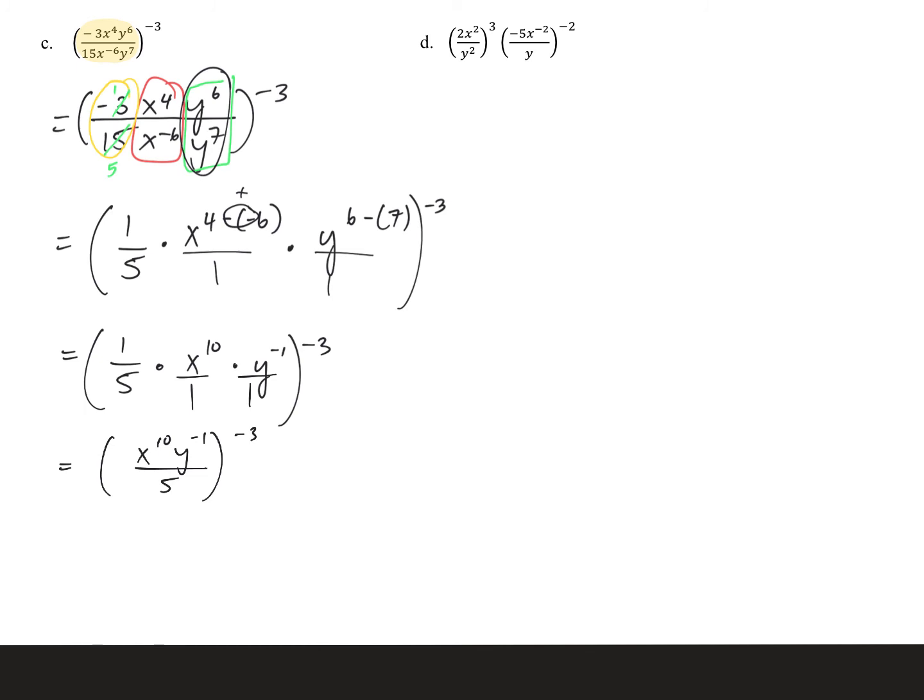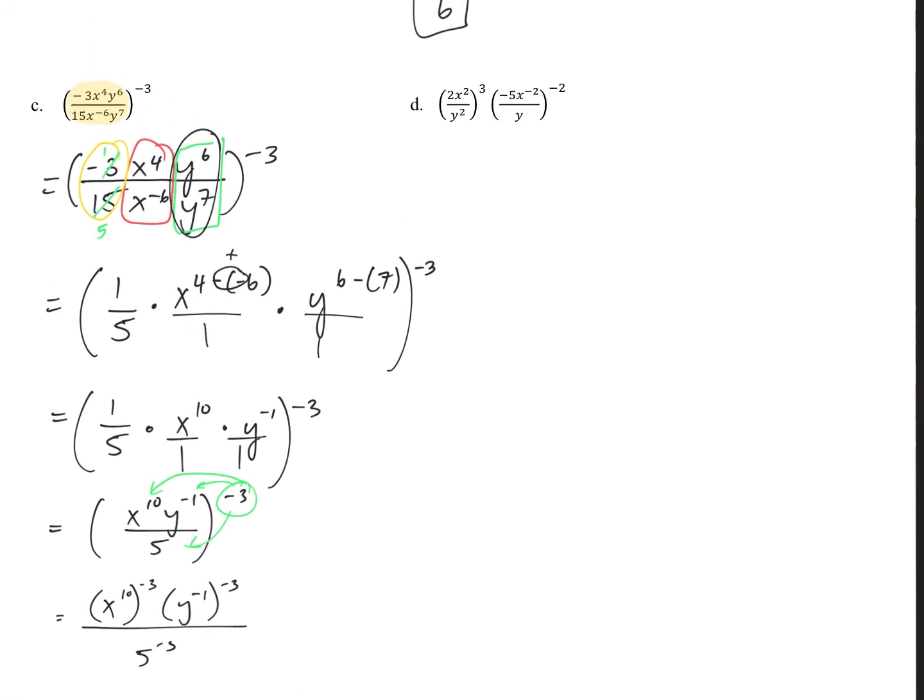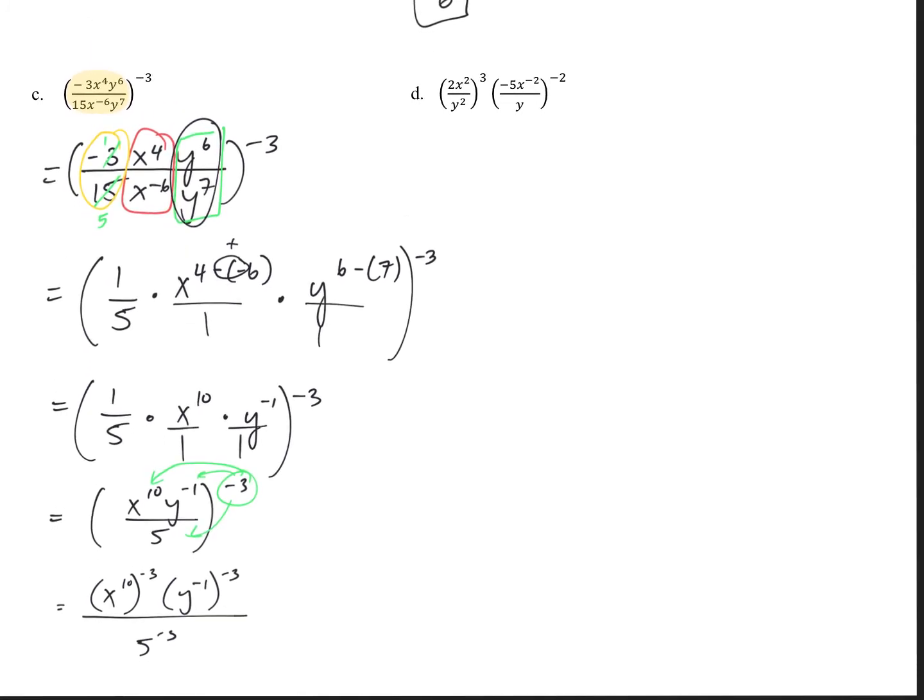Okay, last thing to do, we can go ahead and distribute in that negative 3 to all of them. And we get x to the, well, 10 times the negative 3. We have to be careful here because they all have extra exponents. That's going to be negative 3, y to the negative 1 to the negative 3, all over 5 to the negative 3. We're really running out of room here. Let's see. If we're moving to the side, we'll go ahead and use the side arrow to indicate moving to the side. So that'll be x to the negative 30, y to the 3rd power over 5 to the negative 3.